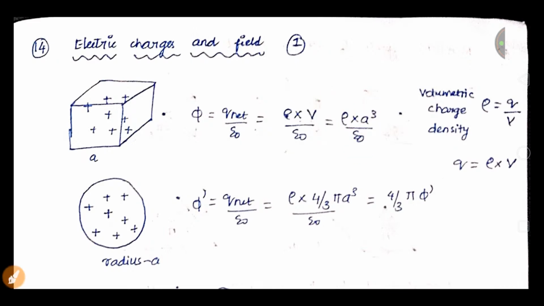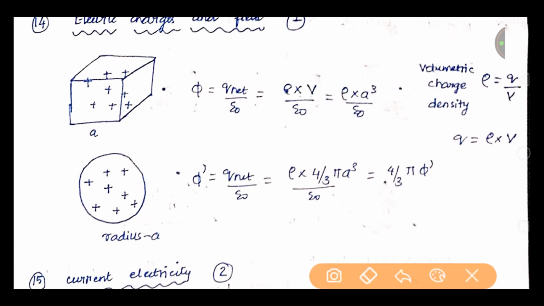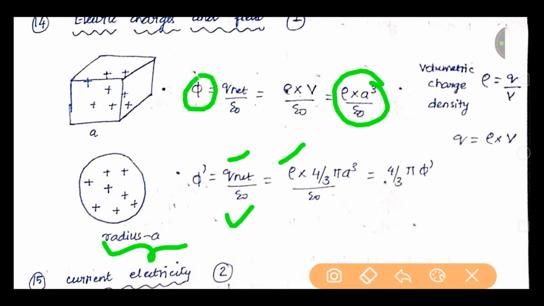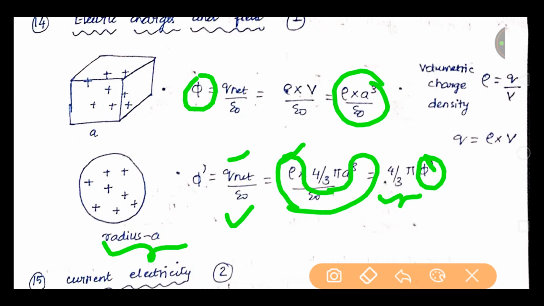A cube. Now the same charge inside a sphere of radius A. So q net by epsilon naught, so rho into the volume of the sphere, 4 by 3 pi A cube, because the radius is given as A. So phi dash is equal to 4 by 3 pi into rho A cube by epsilon naught, and rho A cube by epsilon naught is phi. So phi dash is equal to 4 by 3 pi phi.